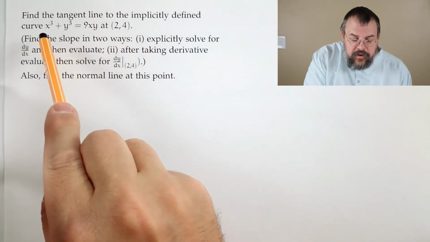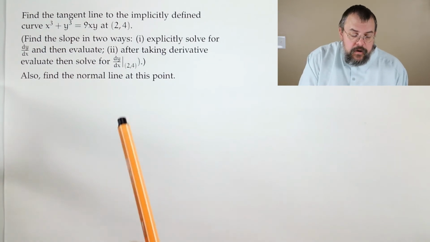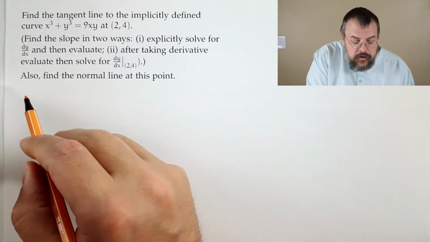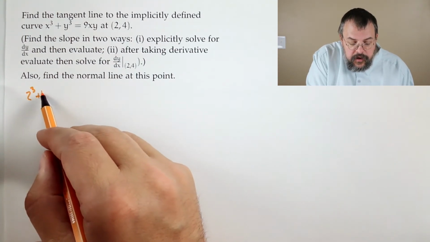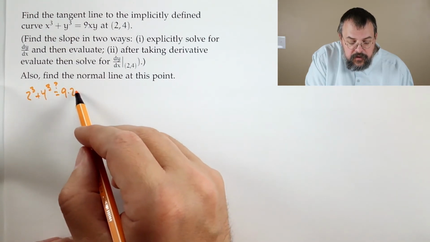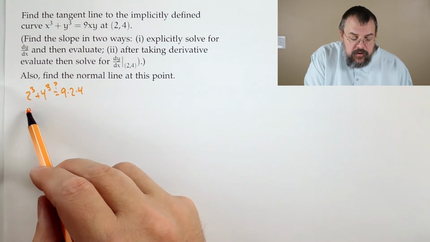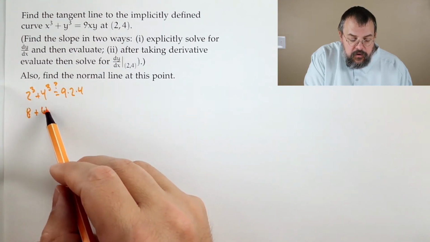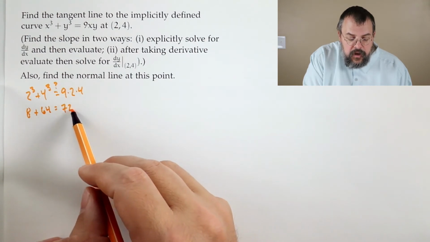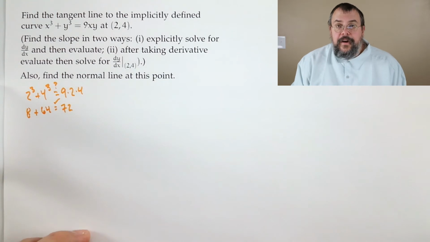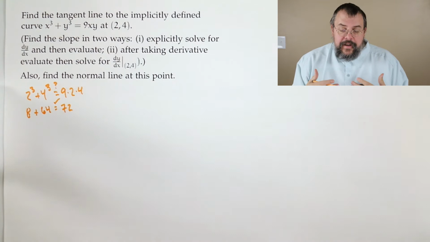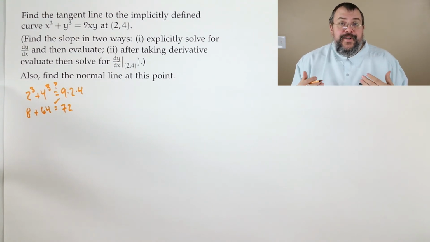So how do we check to see if this point satisfies this relationship? Well, we plug it in. So this would be 2 cubed plus 4 cubed. Does that equal, question mark, 9 times 2 times 4? Well, 2 cubed is 8. 4 cubed is 64. 9 times 2 times 4 is 72. And yes, it does work. Okay, so the point (2, 4) is a point on the curve, which is good to know. It's not part of doing the problem, but it's good to check.